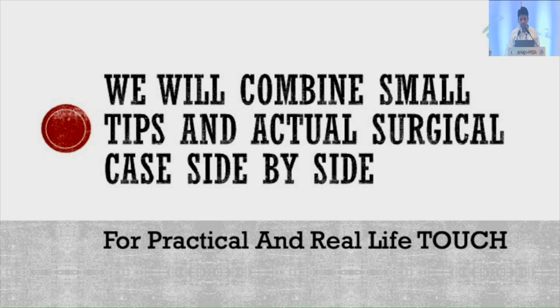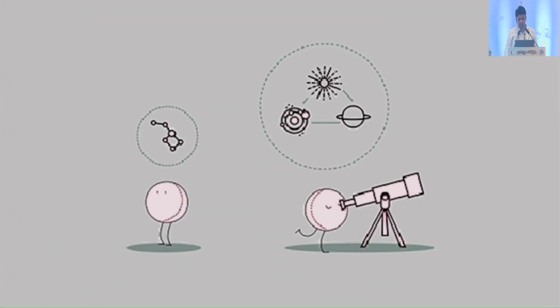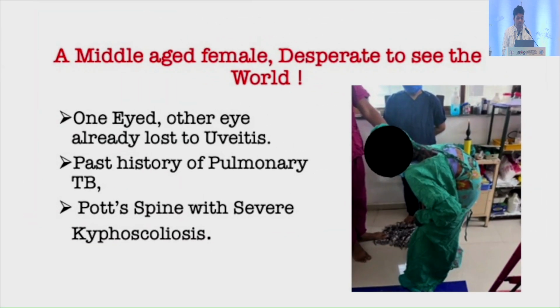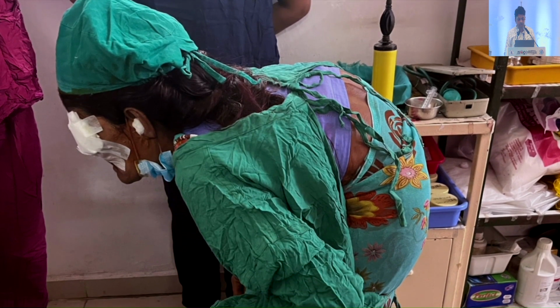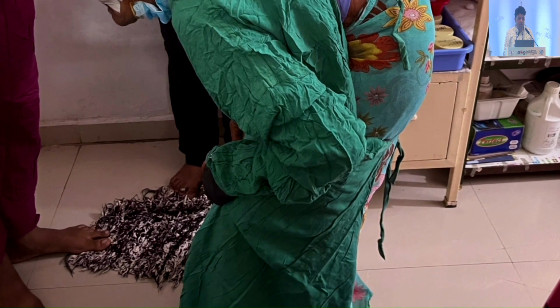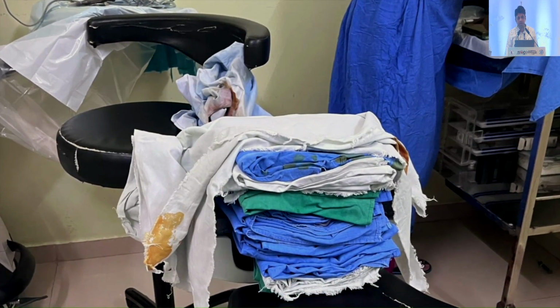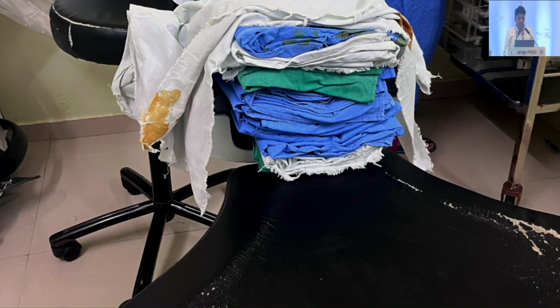Now we will combine small tips and an actual surgical case side by side, because what we see can be something different. I am presenting a case of an elderly female who has severe kyphoscoliosis because of Pott's spine. She has lost one of her eyes due to tubercular uveitis. She is highly hypermetropic with an IOL power of 36 diopter. There is sickle cell pupillae due to severe synechiae and a near mature cataract. This was her actual attire, and this is how I prepared my OT table for her surgery.